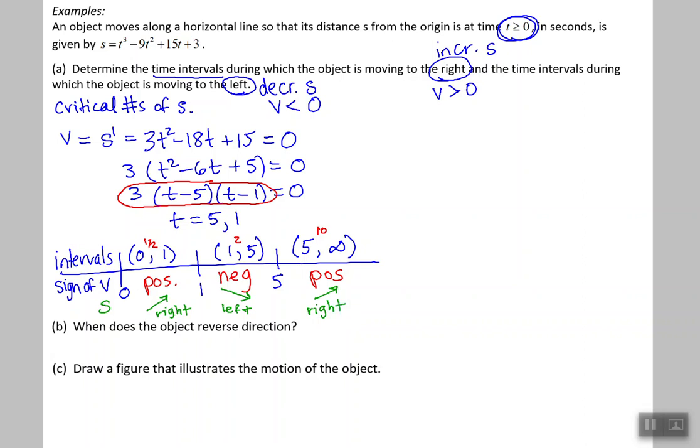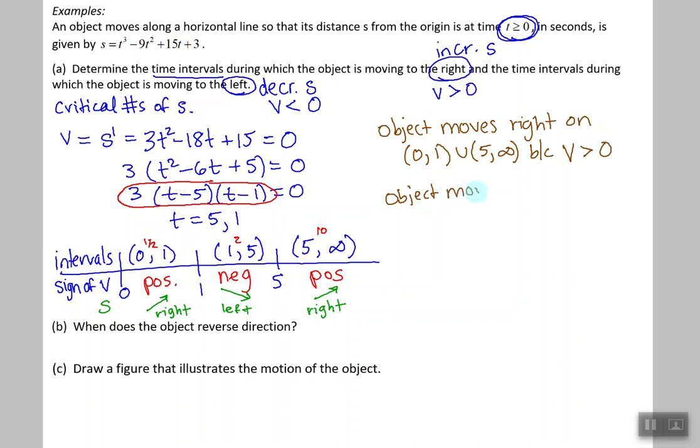So now we can make our conclusions. The object is moving right on the intervals 0 to 1 and 5 to infinity, and we'll justify by talking about our velocity, because the velocity is greater than 0. The object moves left on the interval 1 to 5, and again we'll justify with the velocity being negative.